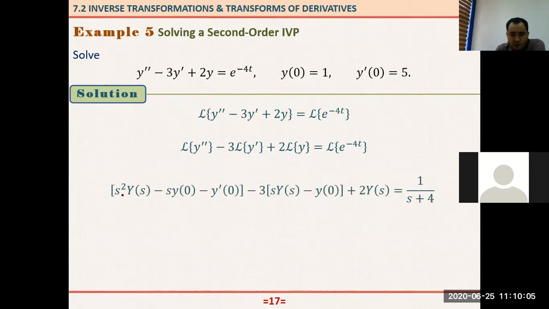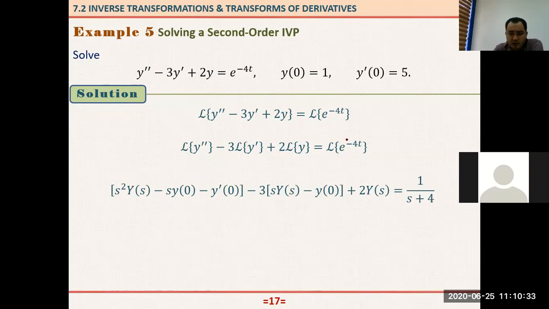That's equal to s squared Y of s, that is the Laplace transform of y, minus s times y of 0 minus y prime of 0. As you see here, I'm using the two given initial conditions. The second one, minus 3 times, how about this one? That is s times capital Y of s minus the value of the function at 0. Also it is given here, plus 2 times Y of s.